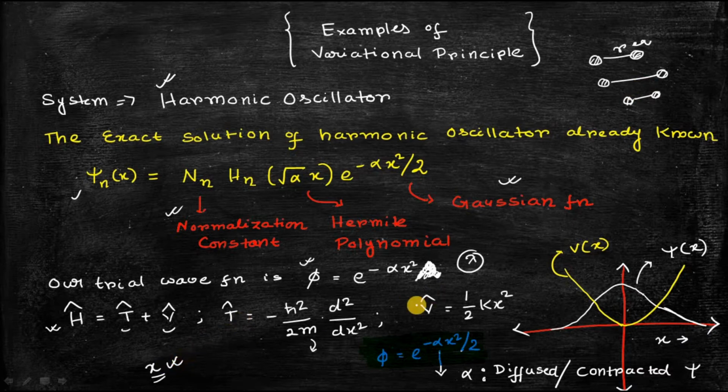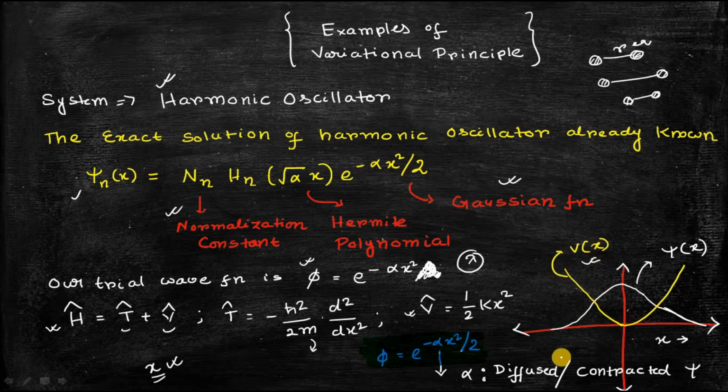The potential energy associated with it will be equal to half k x square, where k is nothing but the spring constant. So the potential energy function for the harmonic oscillator will look like this. It has a parabolic shape, so it will look like a parabola. And the trial wave function will look like this, a pure Gaussian shape. So this is the shape of the trial wave function, and this is the potential energy function that depends upon x.